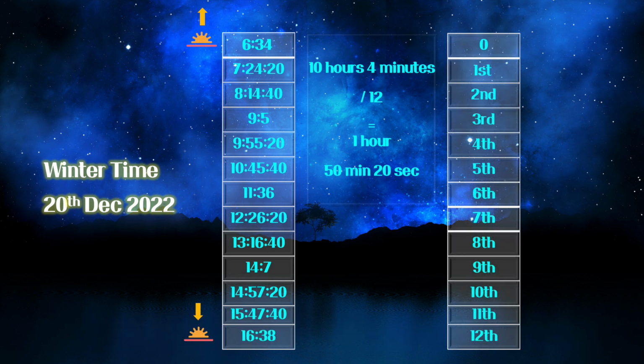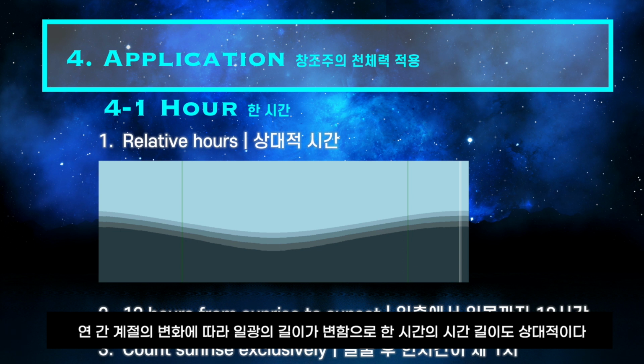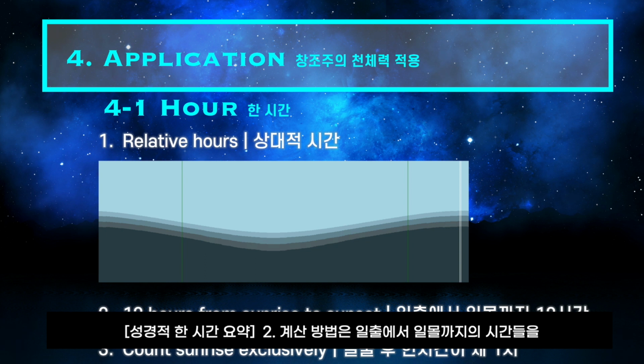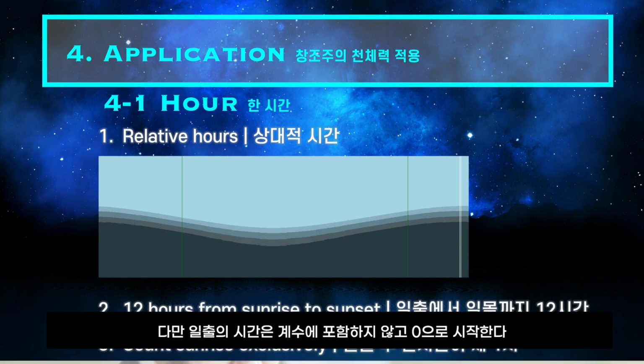In summary, the scripture hour follows the relative hour system, which means the duration of 1 hour changes depending on the length of daylight throughout the year. You measure the length of time between sunrise and sunset and then divide this time by 12. And we count the time of sunrise exclusively.